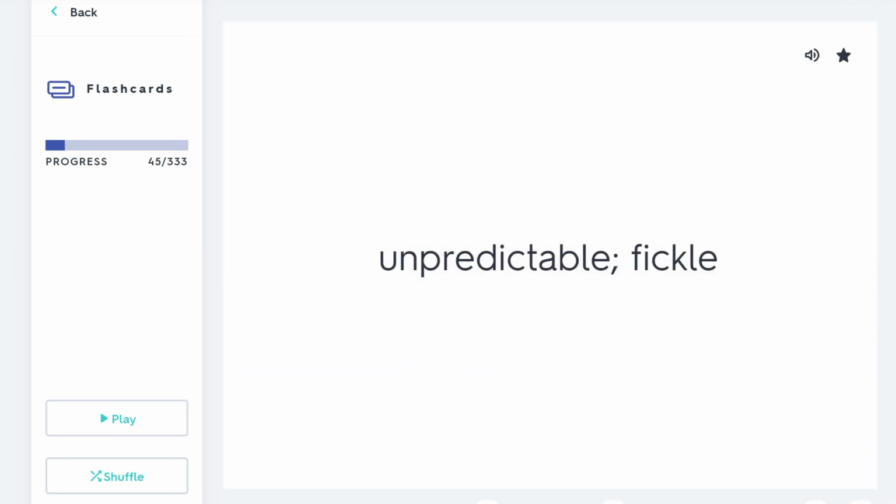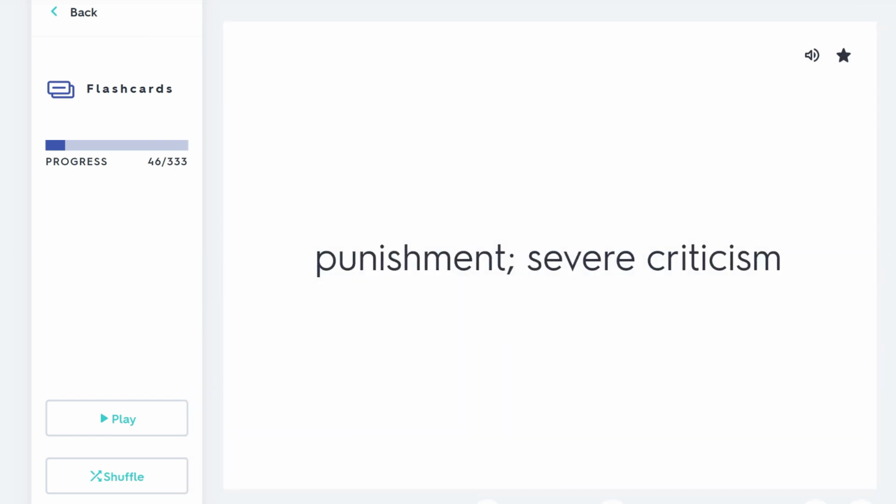Capricious. Unpredictable, fickle. His behaviour lately has been capricious. We just don't know what he's going to do. He's so unpredictable. Capricious. Castigation. Punishment, severe criticism. He was castigated for what he had said earlier in the meeting. She received castigation for what she had done earlier that day. Castigation.